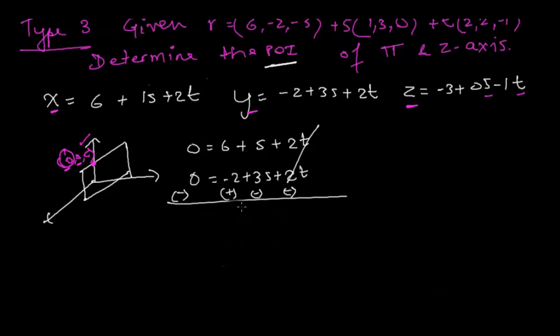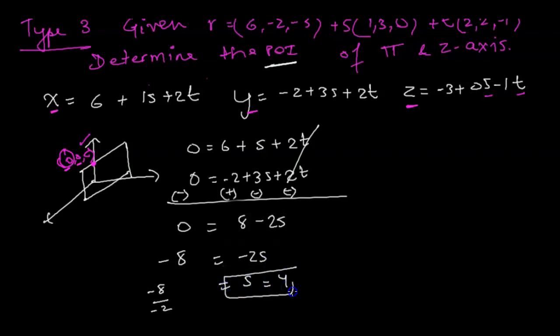When we simplify this further, we would be able to get s minus 3s, which is negative 2s, and 6 plus 2 gives us an 8 equal to 0. We move 8 to the other side, that gives us negative 8 equal to negative 2s. So s is equal to negative 8 divided by negative 2, which is equal to 4.